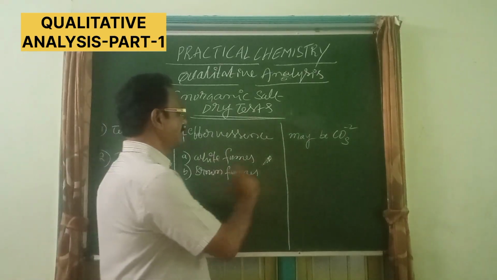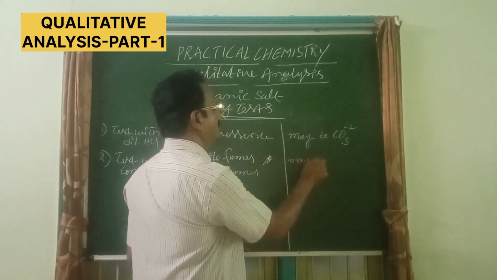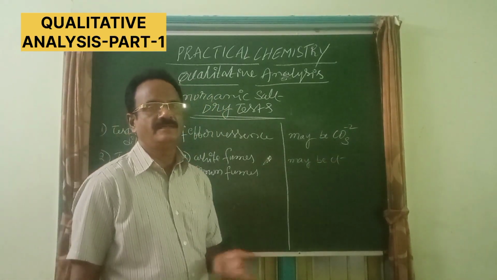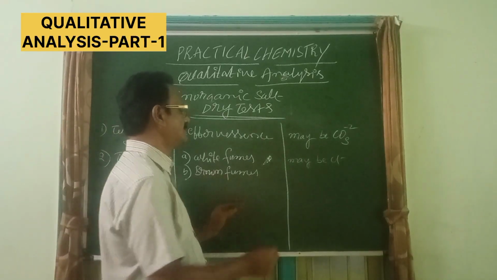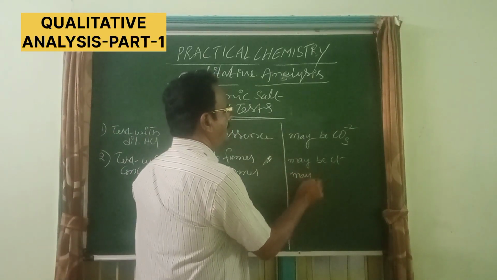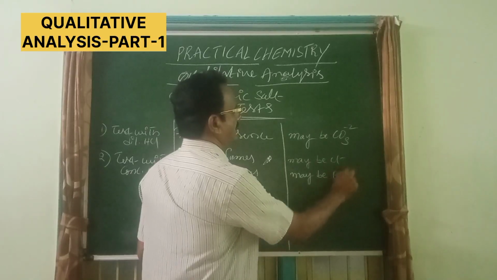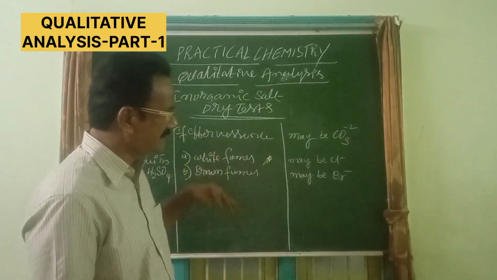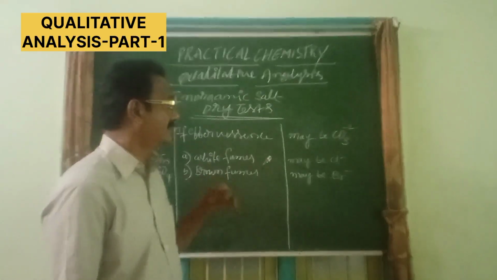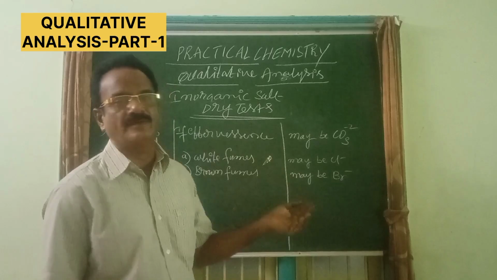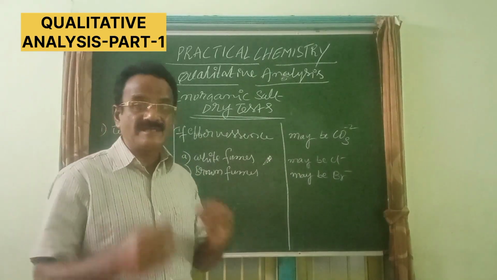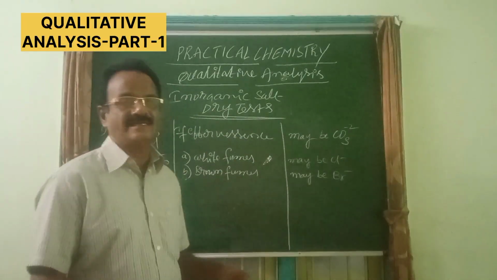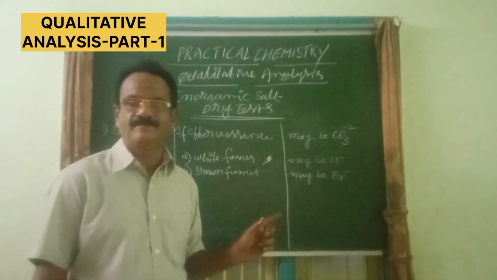If white fumes are there, maybe Cl minus, chloride may be in the given salt. If brown fumes are observed, maybe Br minus, bromide. Is it clear? So by doing these two tests, we can come to a conclusion regarding carbonate, chloride, bromide. If there is no specific change in the test tube, these three ions are absent. I am writing only the positive observations here.